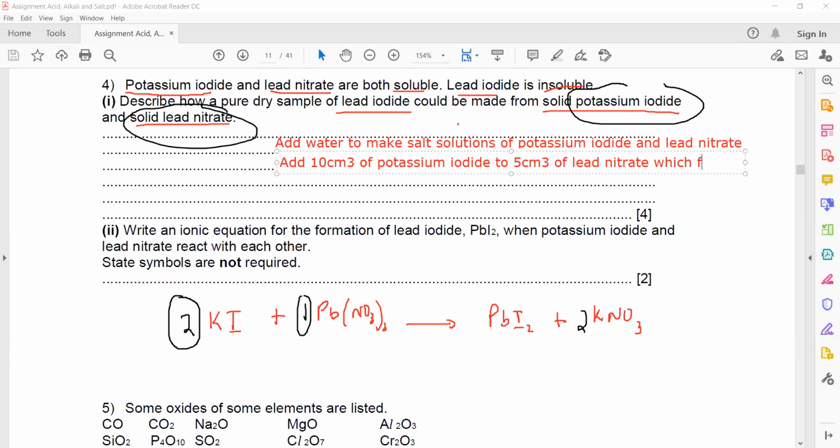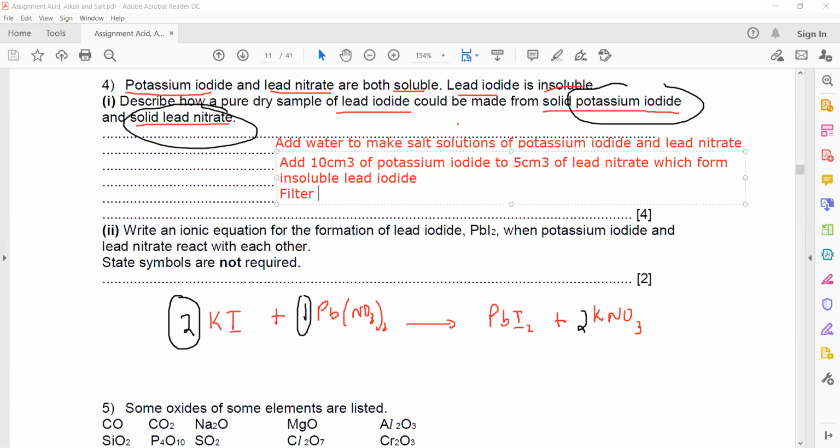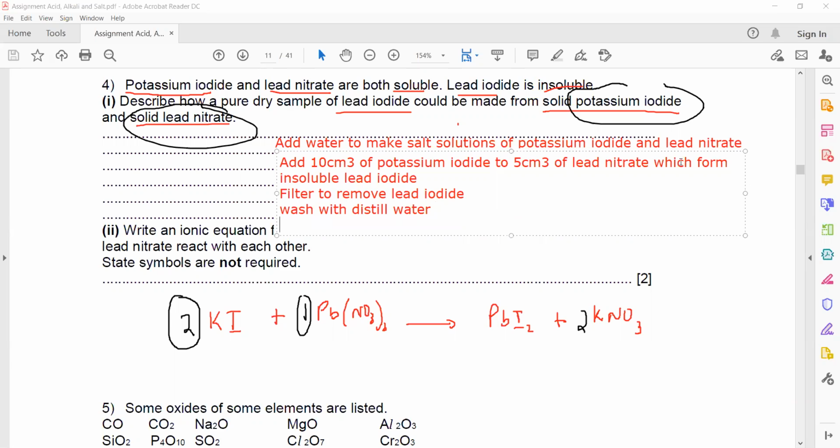Which forms insoluble lead iodide. Then we will filter to remove the lead iodide. Then we will wash with distilled water. And then we will dry with filter paper or tissue paper, both are right.